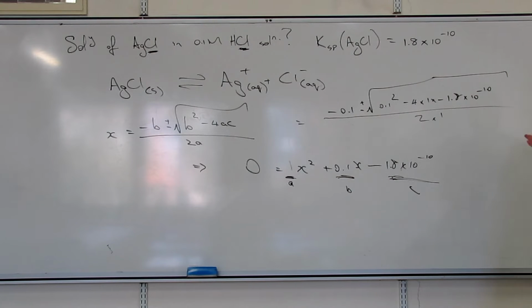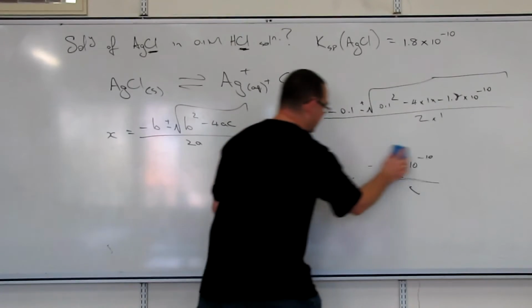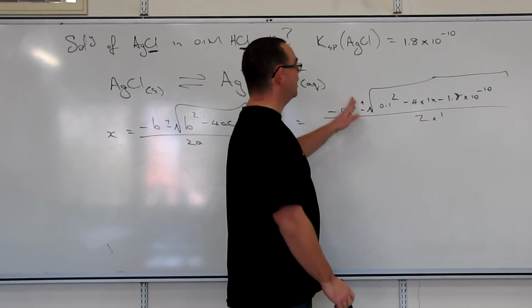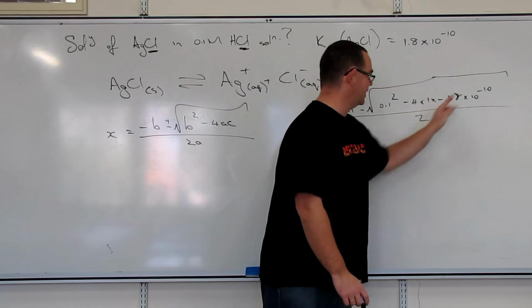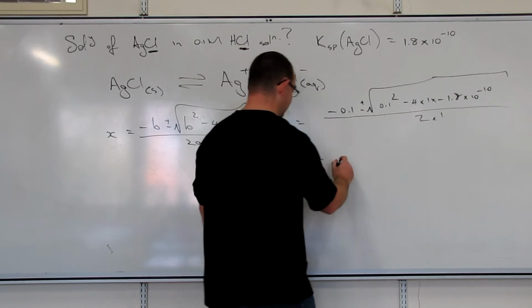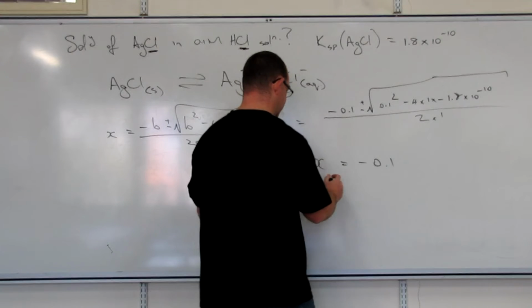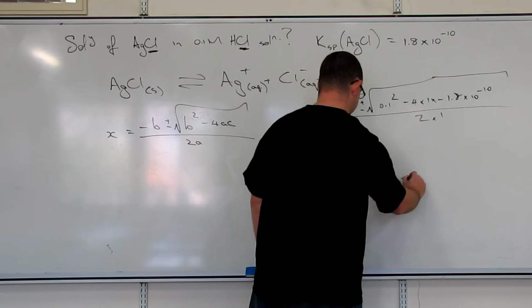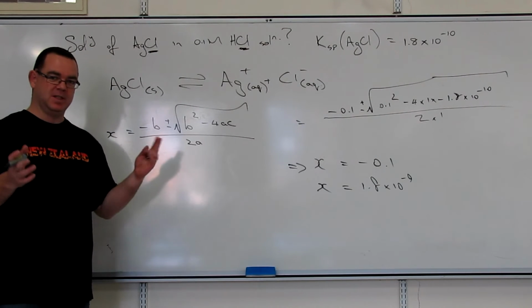So you plug your numbers in to solve for x, and then you reach for your calculator and do the math. But like I say, you have to do it twice: with minus 0.1 plus all of this, all over 2, and then minus 0.1 minus all of this, all over 2. You'll get two values for x. So x will be either minus 0.1, or x equals 1.8 by 10 to the minus 9. So you get two answers for x. One of them will make sense, and one of them will just be ridiculous.